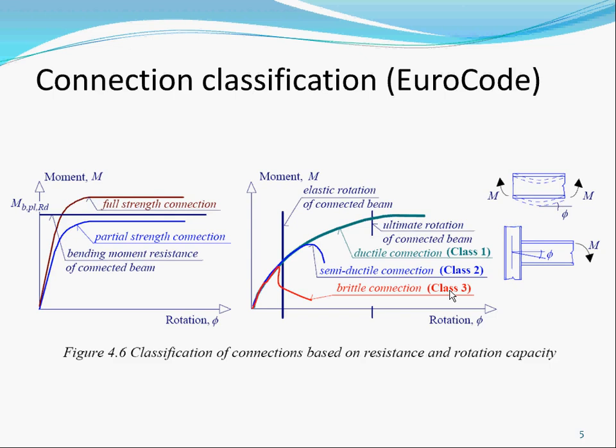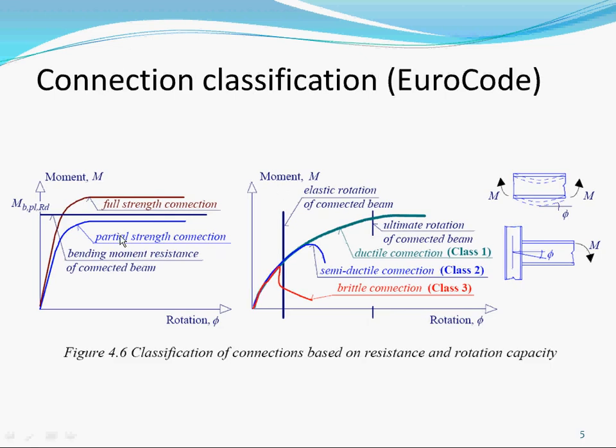Similarly, Eurocode has different classifications. When you look at the moment, they classify rotation and moment. There's partial strength and full strength. How they classify it is basically whether you can develop the bending moment resistance of the connected beam, which, like I said before, is the ZxFy of the beam. If your connection is stronger than that, then it's a full strength connection. If it's not, then it's a partial strength connection.